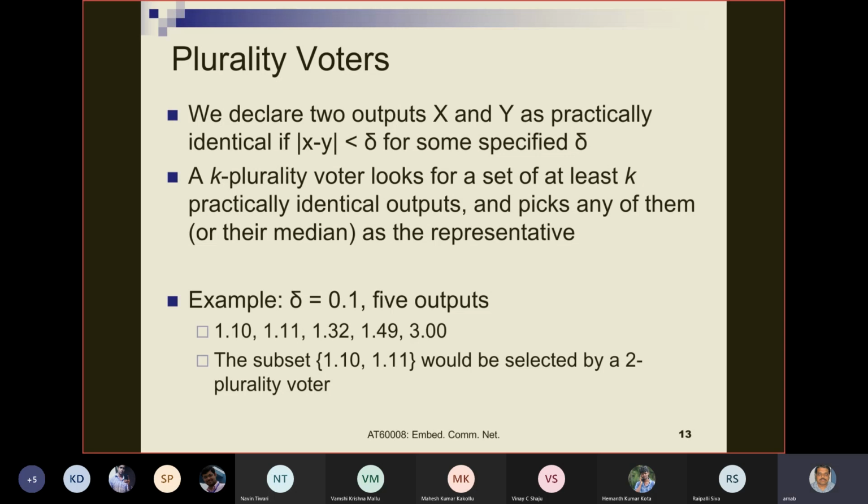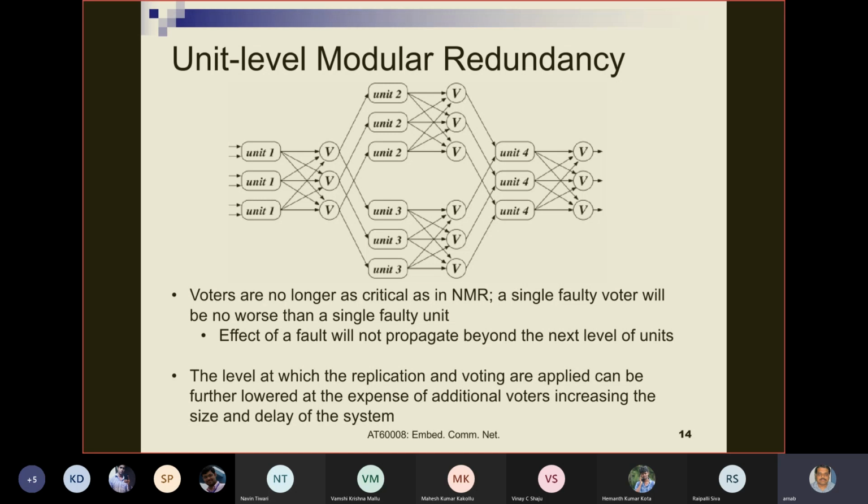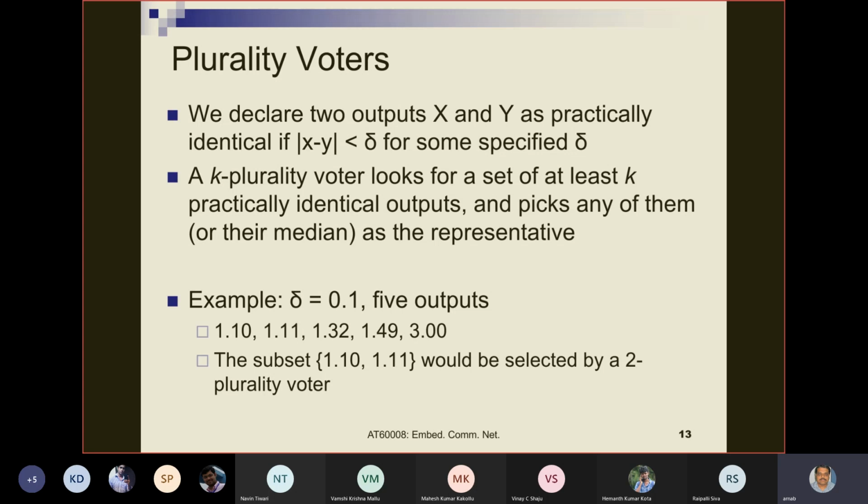Is that fine? Then we shift to unit modular redundancy. I think we won't get time today, so we will see this next time.